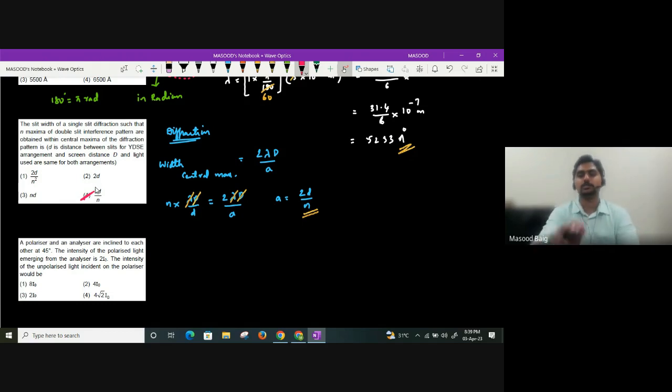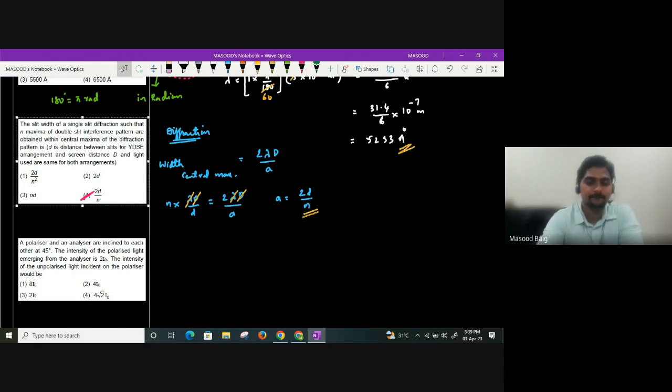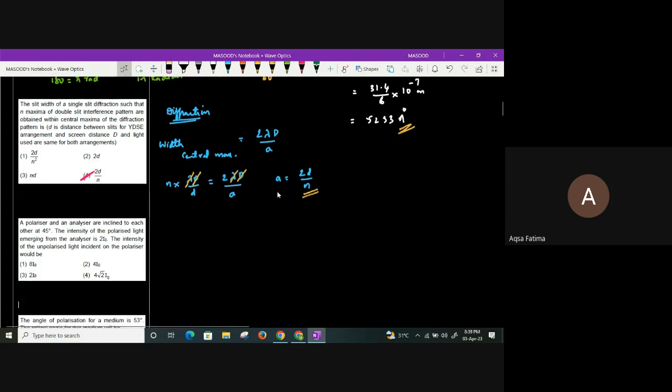What they are saying is, within the width of the central maxima of the diffraction pattern, you have n maximas of the interference pattern. What is the width of each maxima in interference? Lambda capital D by small d. Like that, n maximas are there. So n into lambda capital D by small d should be equal to 2 lambda capital D by small a. So I'll get the width of this slit as 2d divided by n. Understood this question also? Next question, let us see.